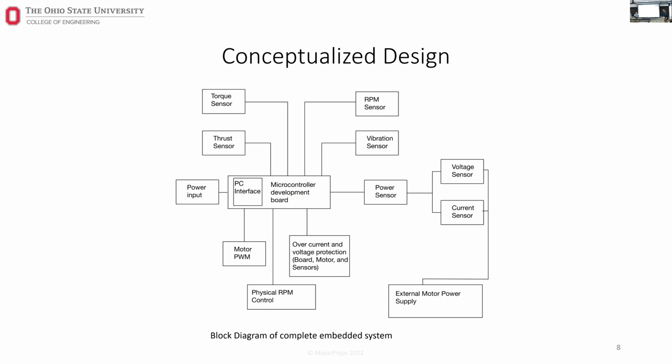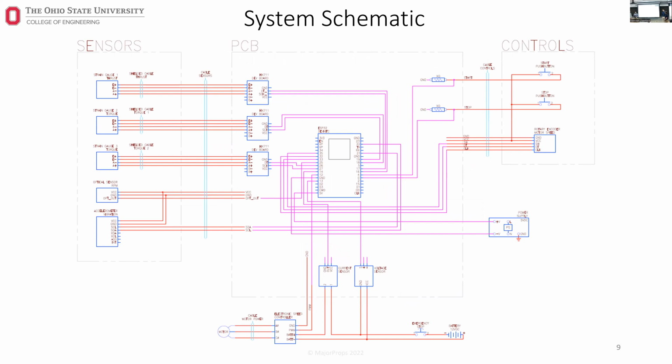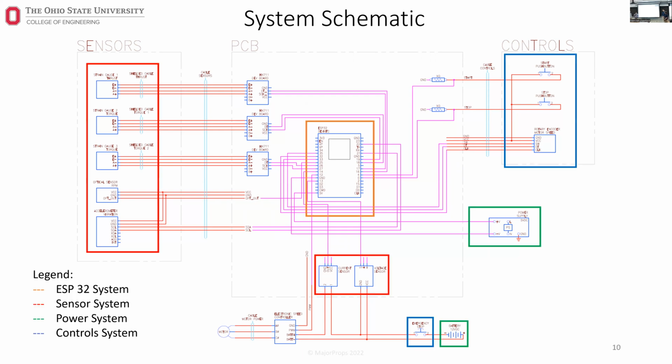Specifically, the complete embedded schematic that we've designed. This system schematic is nearly complete, containing almost everything that will be in the final design. The best way to observe this schematic is to break it down into its four main categories: the ESP32 system, the sensor system, the power system, as well as the control system. Throughout this presentation, we're going to break down each system individually, starting with the brains of the operation, the ESP32 system, which Michael will take over.